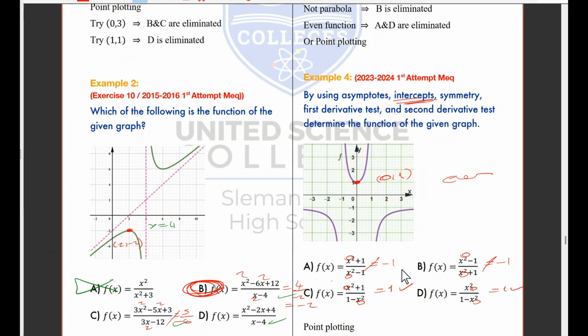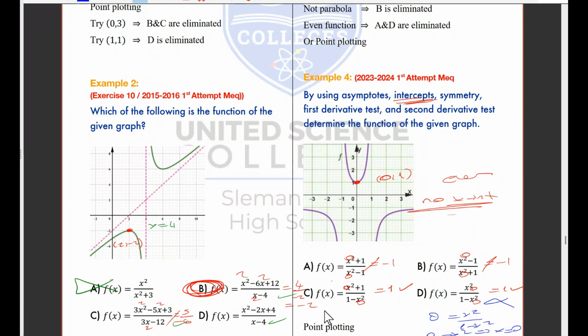I don't see an x-intercept here. No x-intercept. So which option doesn't have an intercept? Option D. What is the x-intercept in option D? Let y be 0. 0 is x squared over 1 minus x squared. 0 is x squared, then x is 0 is the x-intercept, which is false. I am not supposed to have an intercept.